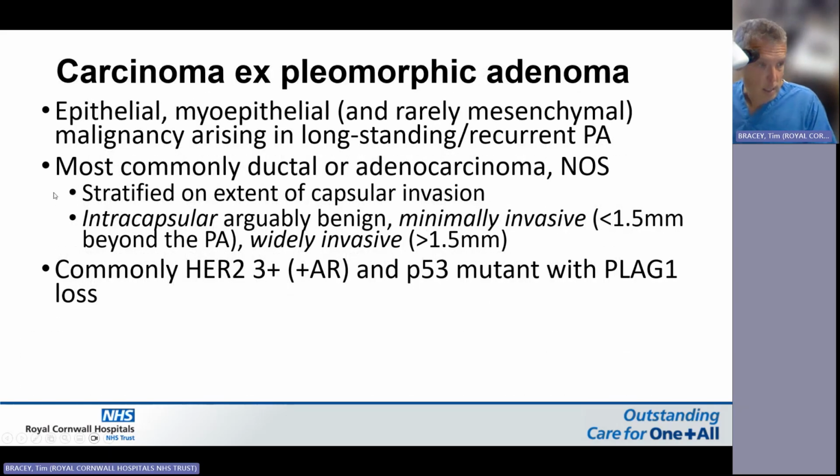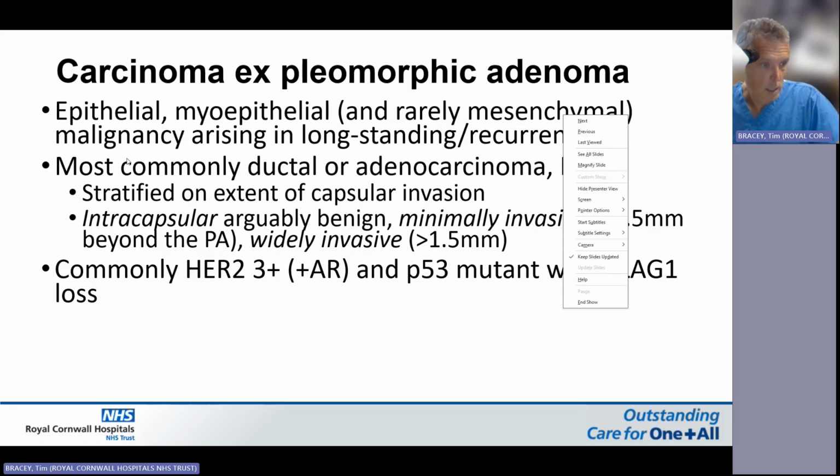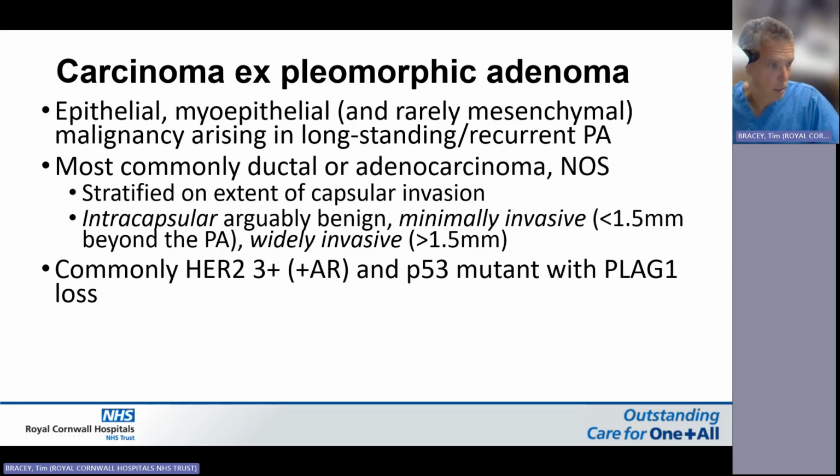So you can get epithelial carcinomas, like I've showed you already, like a ductal carcinoma and adenocarcinoma NOS are the most common malignant subtypes that occur in pleomorphic adenoma. Rarely you can get sarcomas ex pleomorphic adenoma. So you can get something like a chondrosarcoma, for example. You could get a sarcoma not otherwise specified in a long-standing or recurrent pleomorphic adenoma.